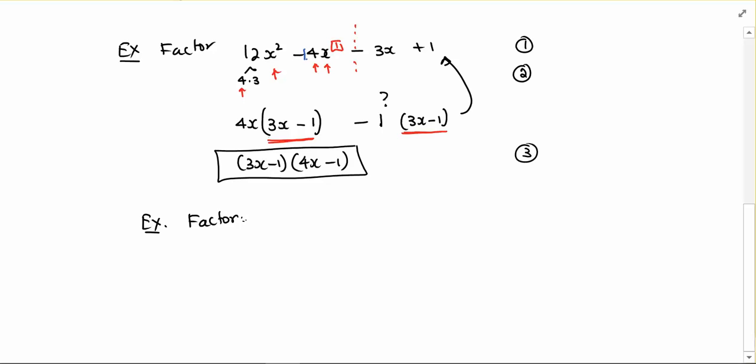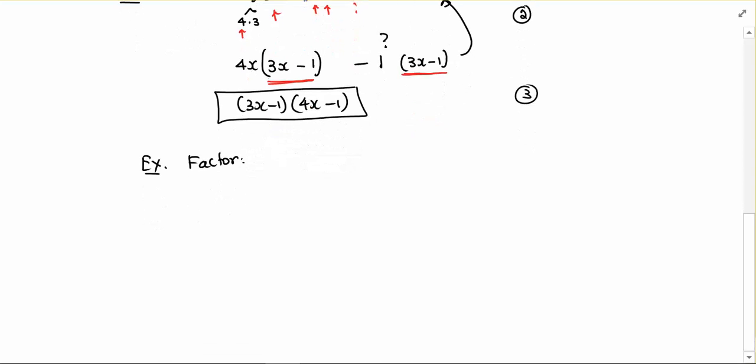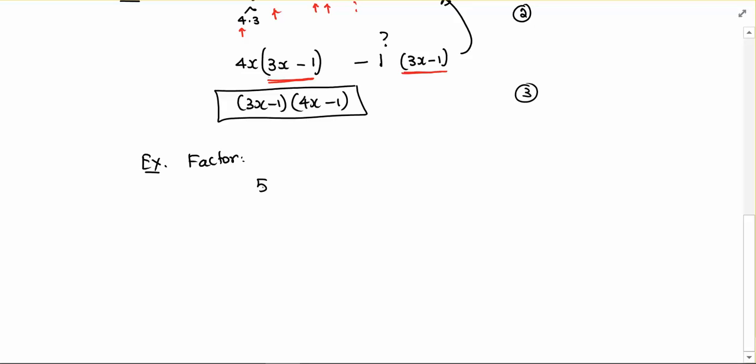Factor. And this time let's say that we had 5x squared minus 15x minus 2x plus 6. So again, I divide the problem, and I'm only going to look at this part right there.